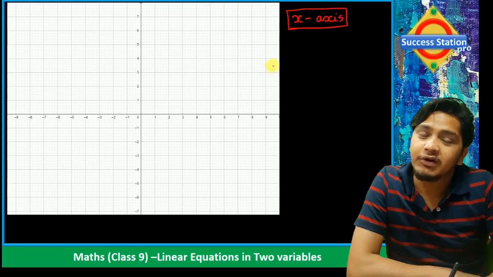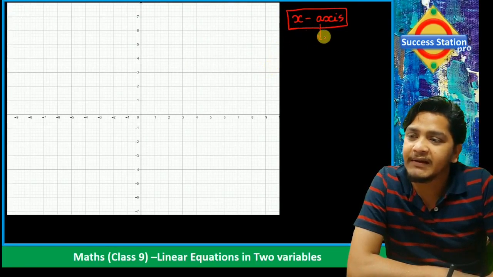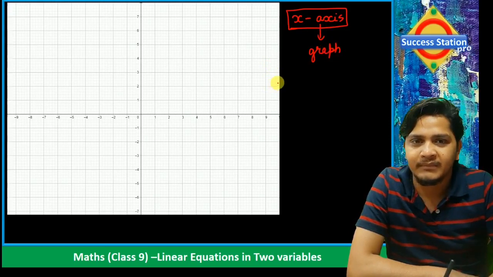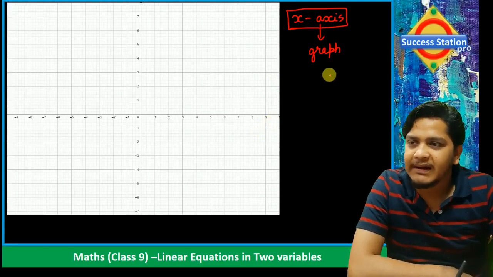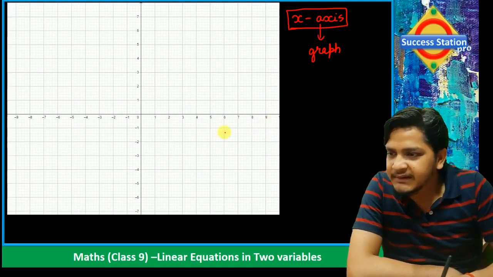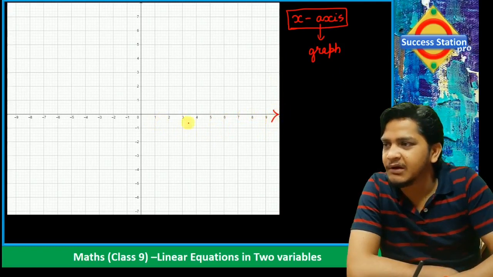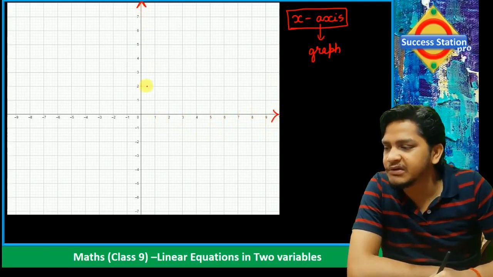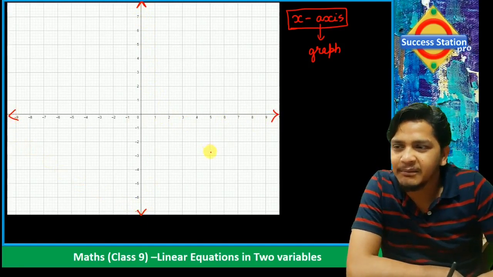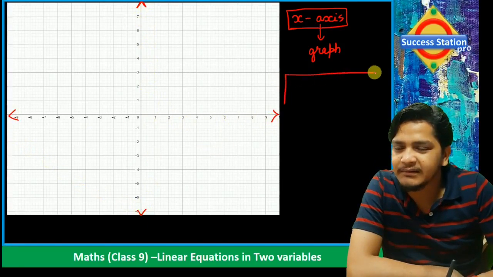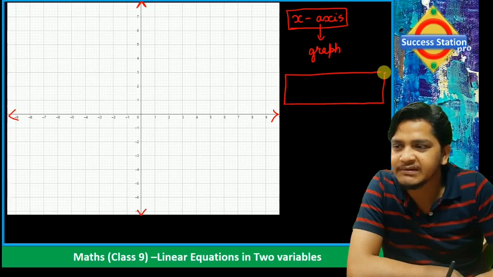Right? How will you draw the graph of the x-axis? Right? So, this is the x-axis. To draw the graph is not needed, because the graph is already drawn. This is the x-axis. But tell me, if you want to write the solutions of the x-axis, how will you write?